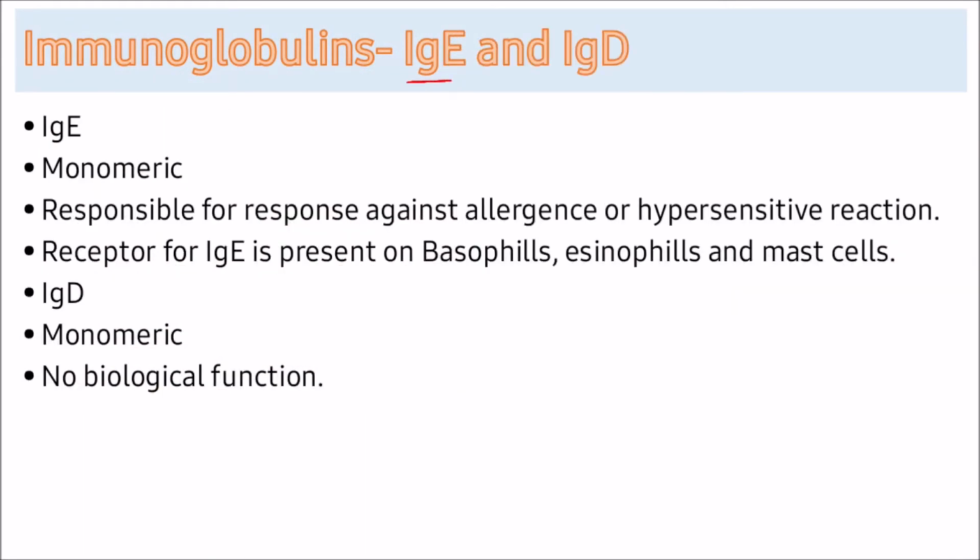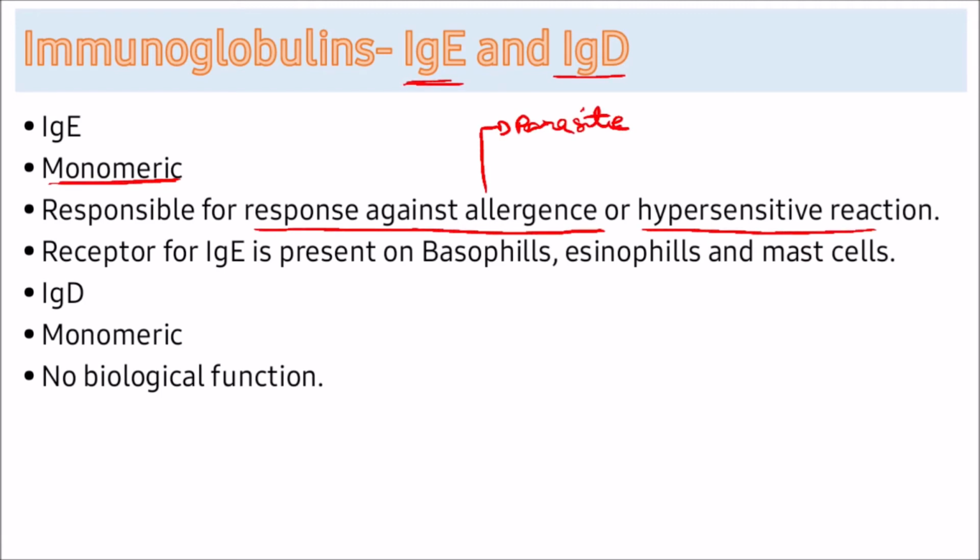Coming to our last two immunoglobulins, that is IgE and IgD. So IgE is monomeric in nature, and it is responsible for response against allergens or hypersensitive reaction. Allergens are such as parasite infection, like when some parasite enters our body, it could be an endoparasite or an exoparasite. So it gives response against allergens or hypersensitive reaction.